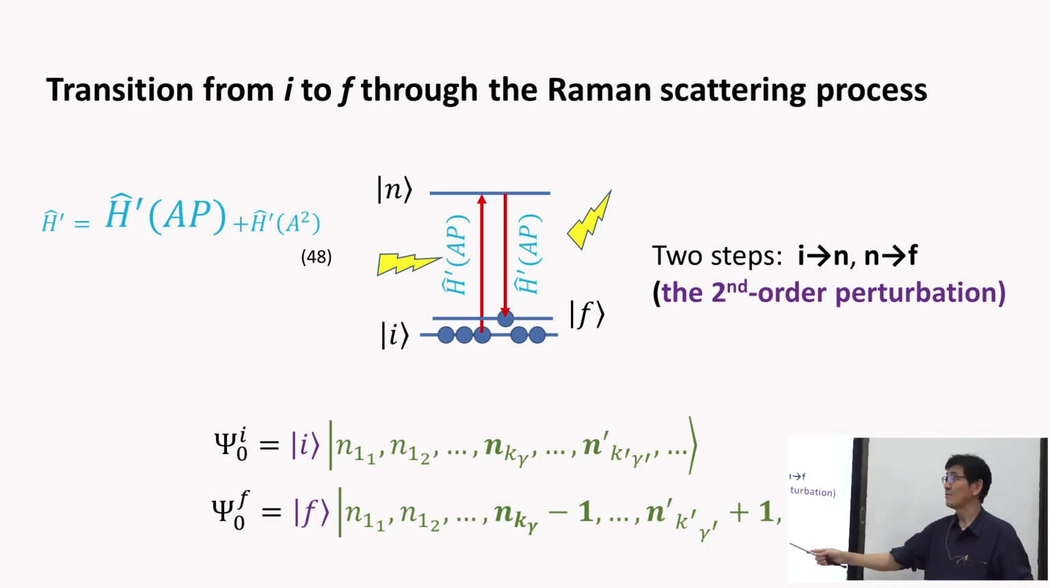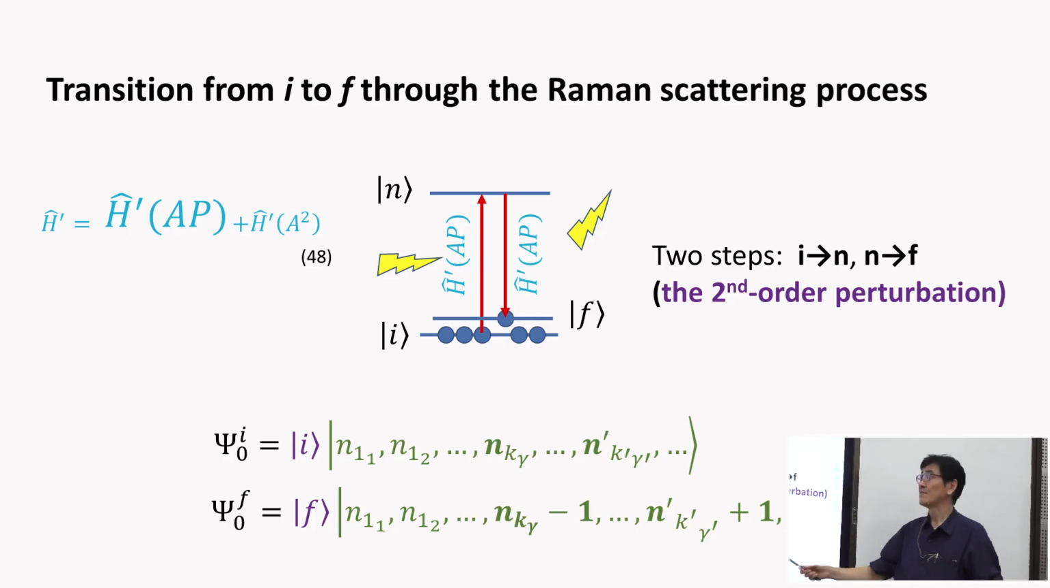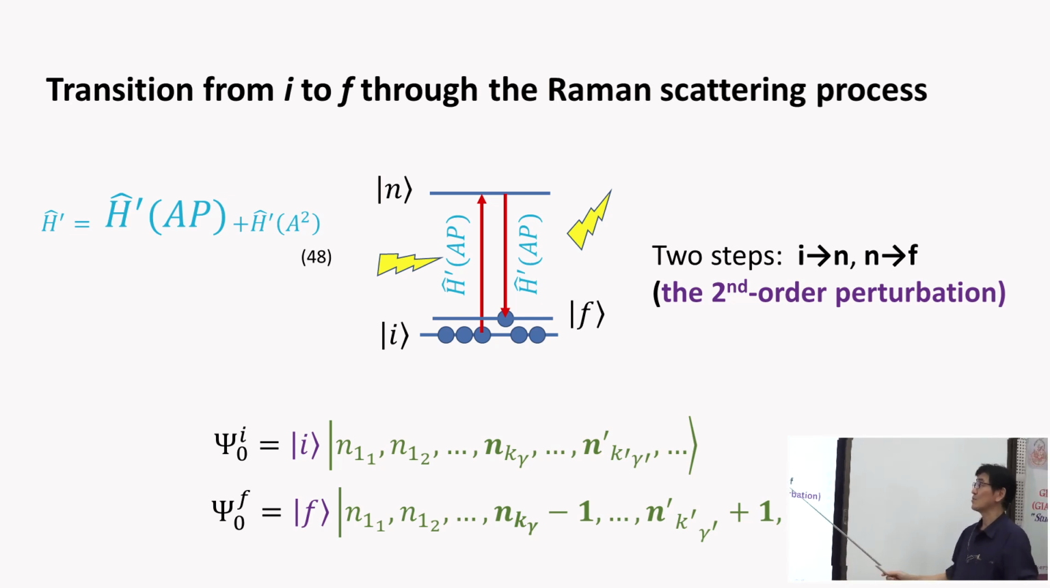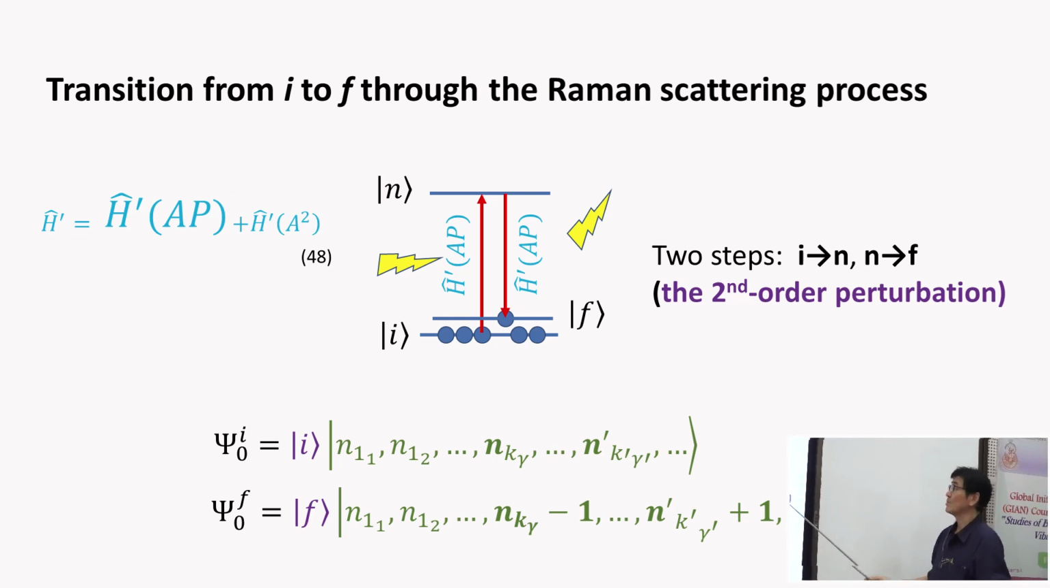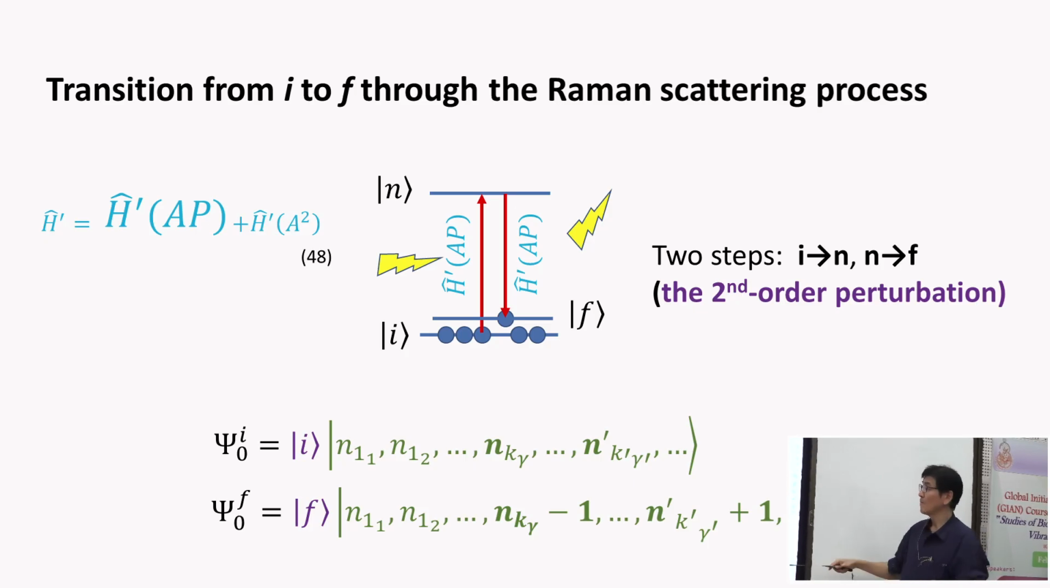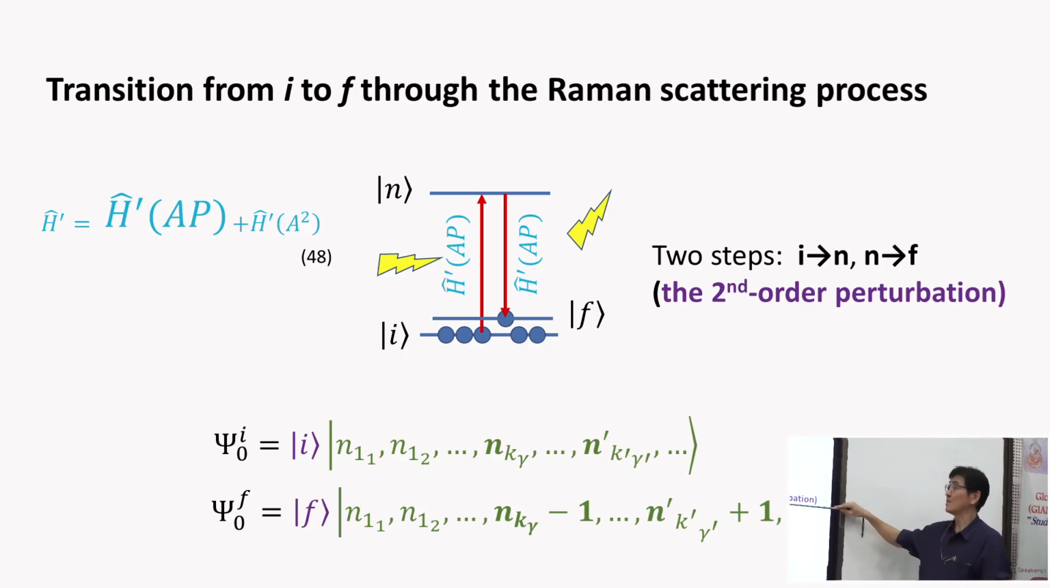Okay, so we should understand this process as a two-step perturbation from initial to intermediate to final. So accordingly, this is the second order perturbation.